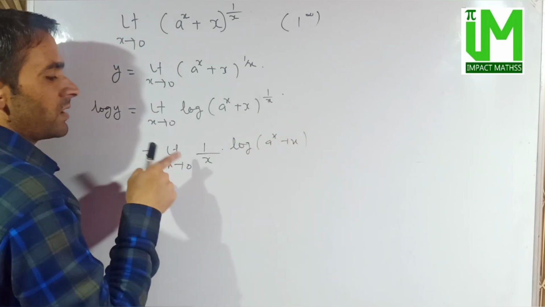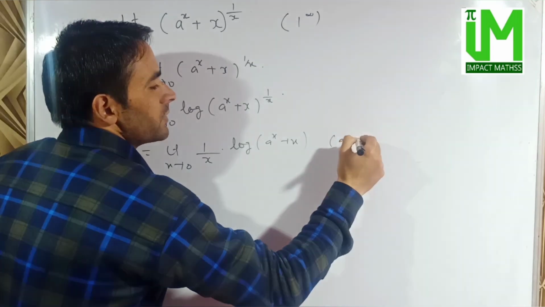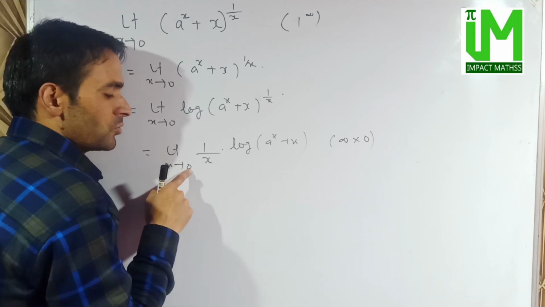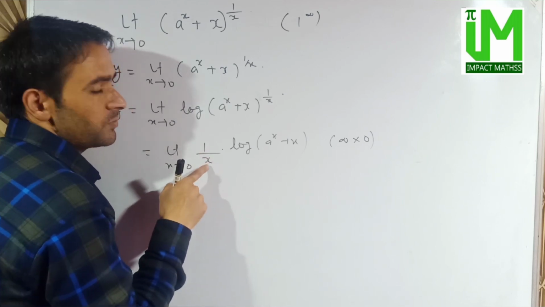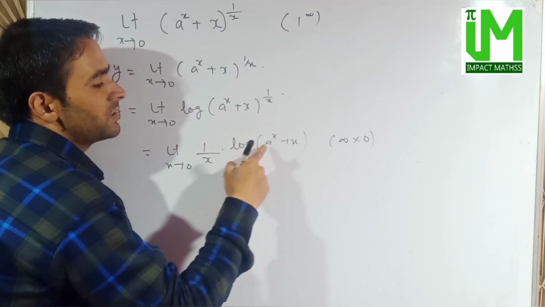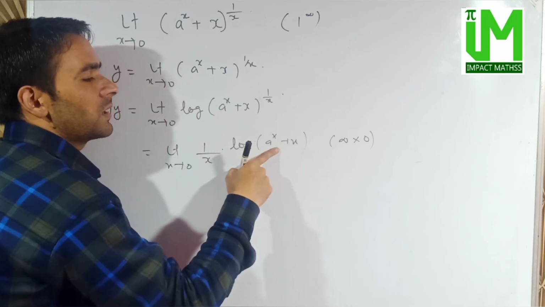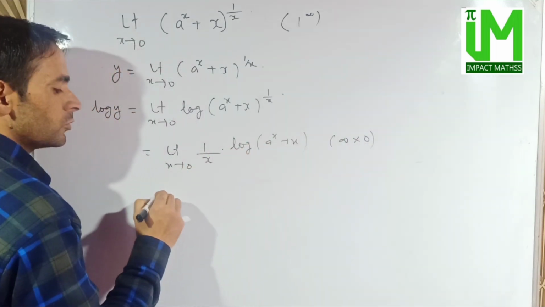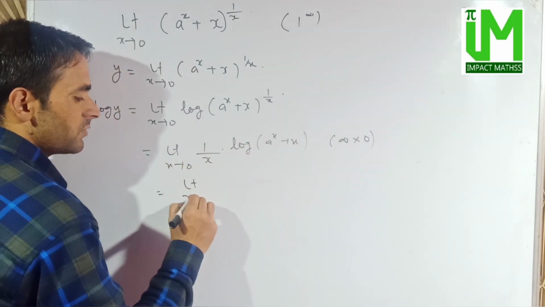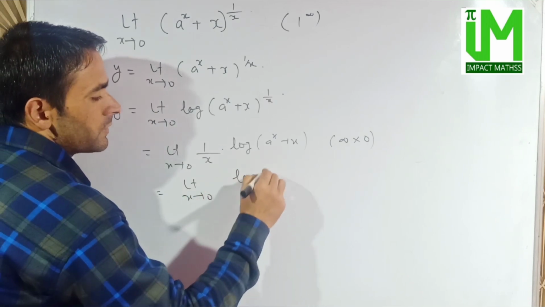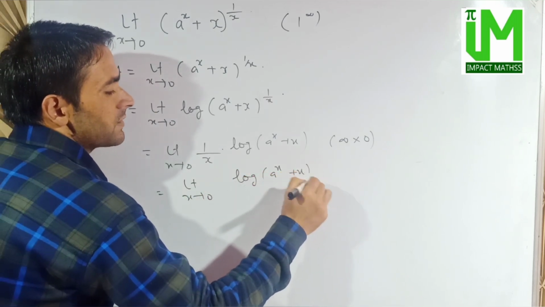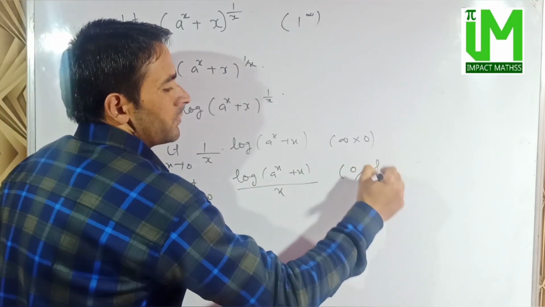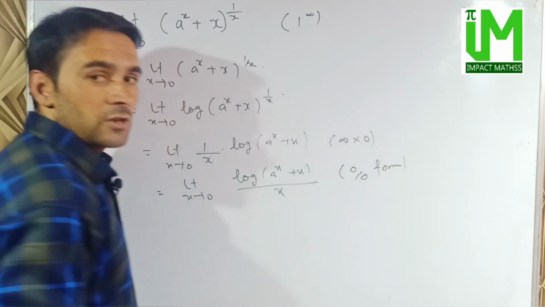Now this is infinity into 0 type, or 0 into infinity type, because when x approaches 0, this will be 1 divided by 0, which is infinity, and this will be log of 1, and log of 1 is 0, so this is infinity into 0 type. Now we can also write this as limit x tends to 0 of log of (a raised to the power x plus x) divided by x. Now this is reduced to 0 by 0 form. That means we can now apply L'Hopital rule.